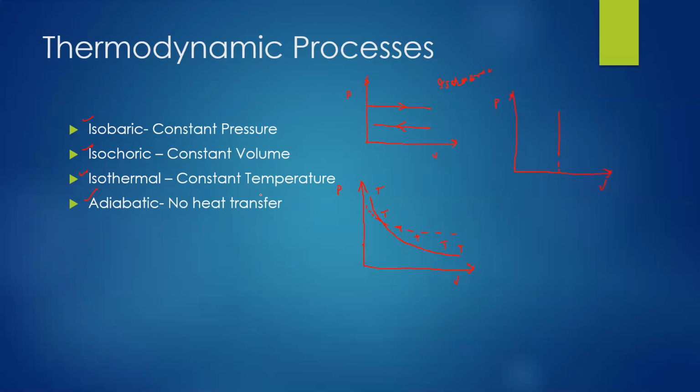So these are the 4 different processes: isobaric, which is a constant pressure process; isochoric, which is a constant volume process; isothermal, which is a constant temperature process; and adiabatic, which is a process in which no heat transfer takes place. So these 4 processes you need to keep in mind.